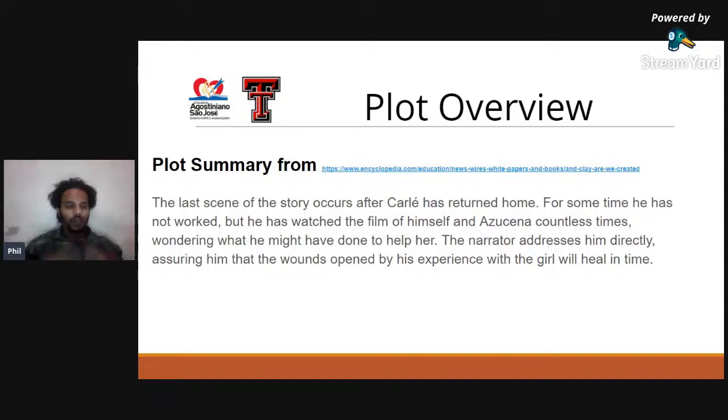The last scene of the story, which we read, occurs after Carle has returned home.